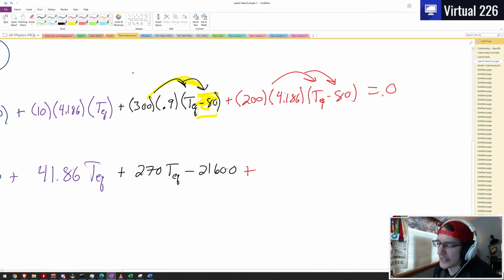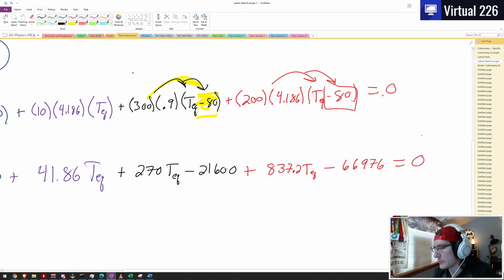And then I need to do the same thing over here. I'm going to have 200 times 4.186, which is going to give me 837.2. So I'm going to have 837.2 times TEQ minus, because of that negative 80, so then times negative 80. It's going to give me negative 66,976 equals 0.